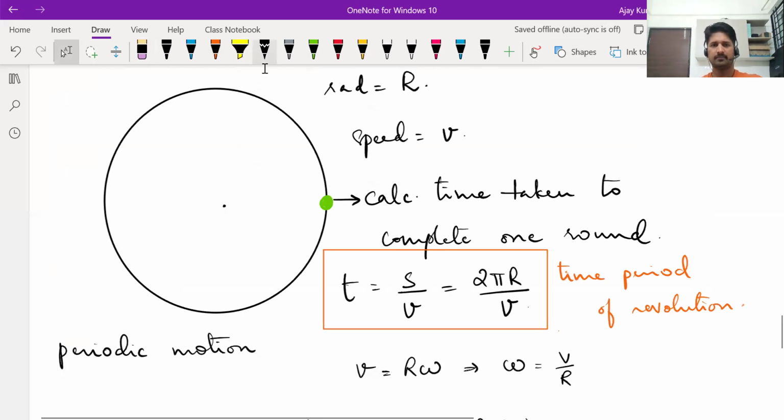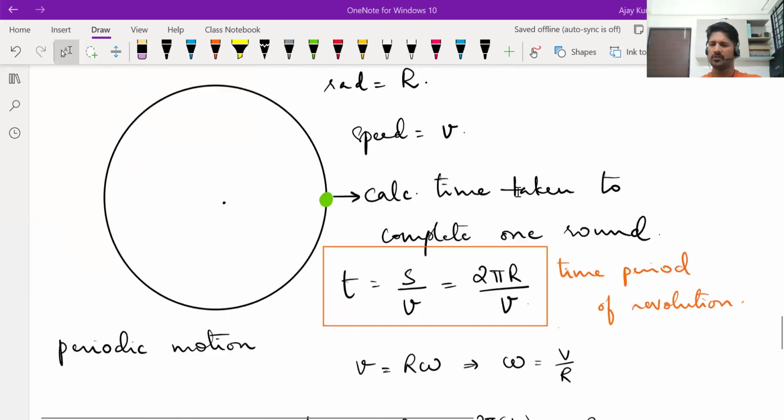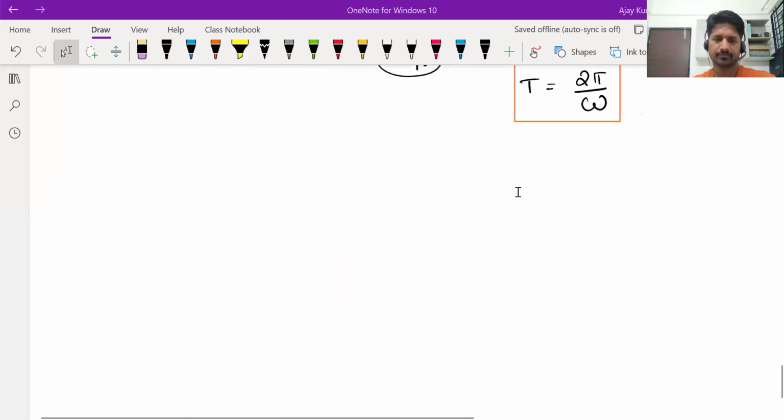Is this clear? Time taken to complete one circle is called the time period of uniform circular motion. You can write it as 2 pi r by v. You can write it as 2 pi by omega also. Okay.